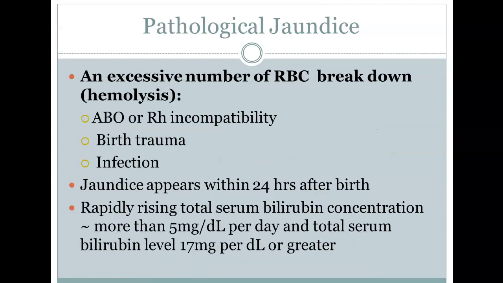And again, pathological jaundice is when an excessive number of red blood cells are being broken down, or hemolysis is occurring. This is due to ABO and Rh incompatibility. It could be due to birth trauma or bruising or infection. And that jaundice will appear much sooner, within the first 24 hours, and it rapidly rises to a total serum bilirubin concentration that's more than 5 milligrams per deciliter per day, and a total serum bilirubin level of 16 milligrams per deciliter or greater.